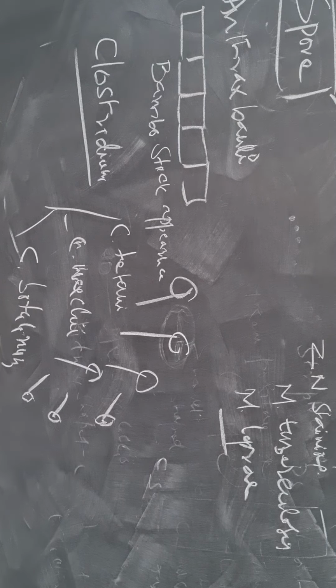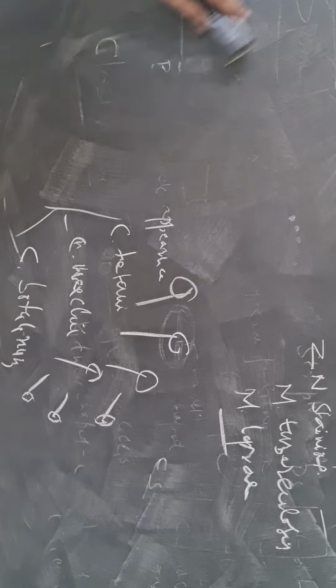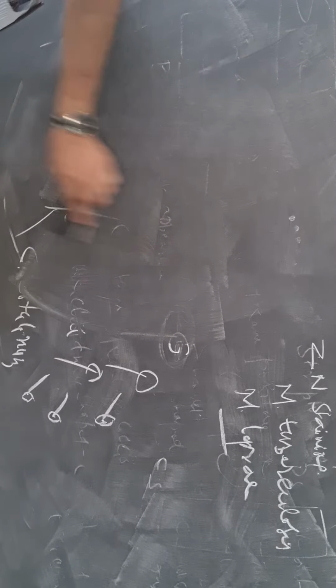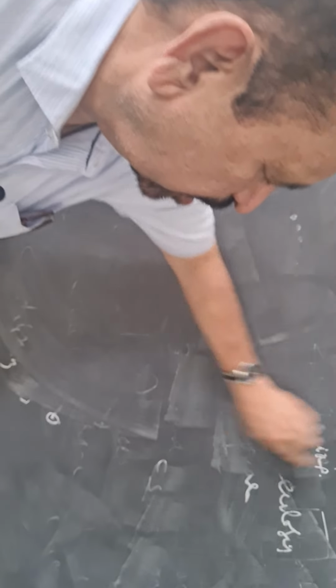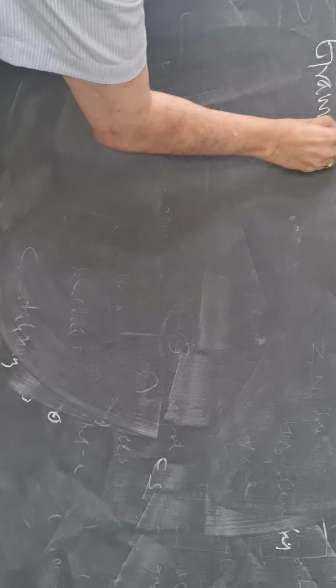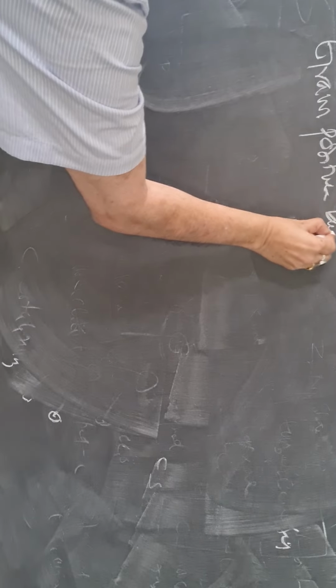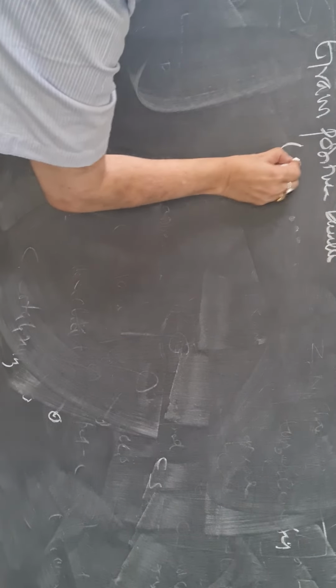So these are as the third criteria for classification of bacilli is gram staining. Some bacilli are gram positive, some bacilli are gram negative. Gram positive bacilli look violet in color.